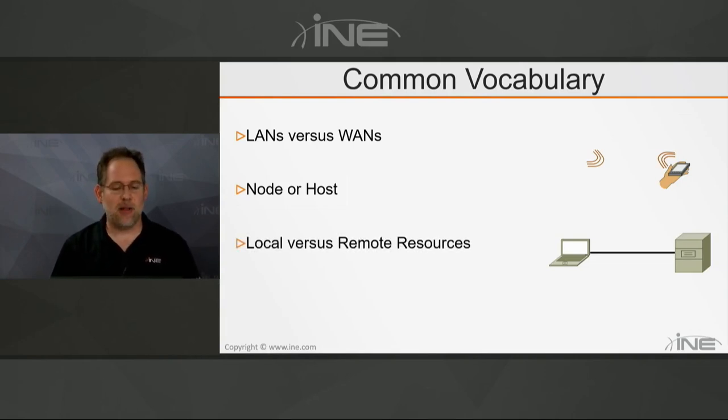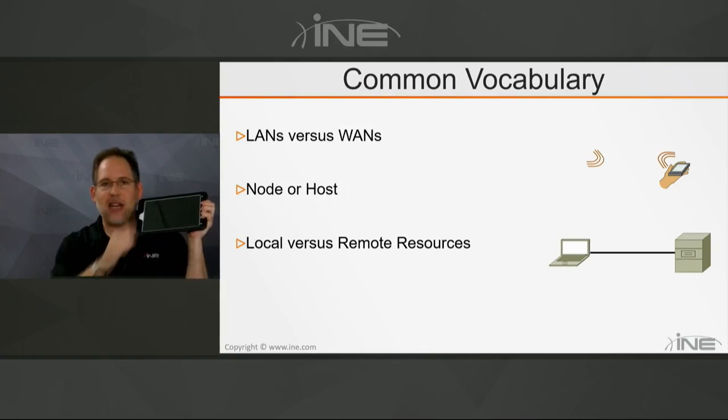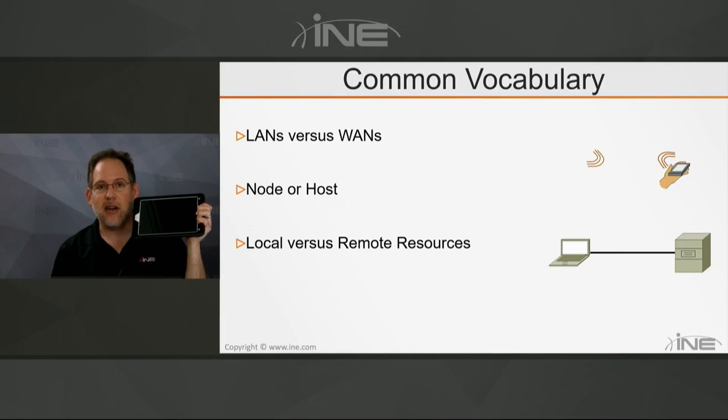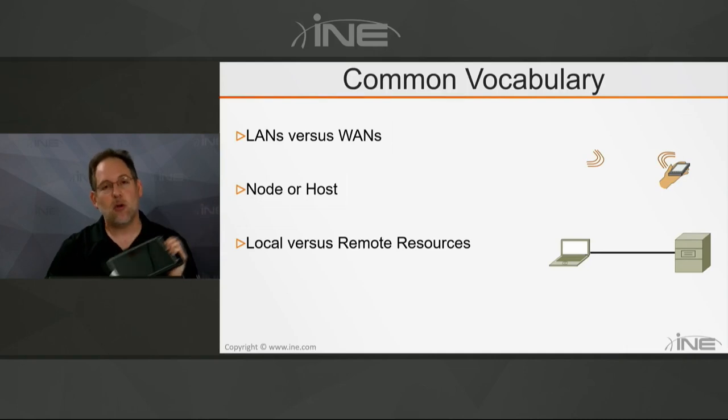Then we also have this concept of local versus remote resources. So what's that? A local resource is something on your computing device that you can access, that you can use without any networking connectivity whatsoever. Like if I go to my iPad right here, and I disable the Wi-Fi, there's no networking on this thing at all, I still have some local resources on here. For example, I have memory on here. I have a graphics adapter on here, which can allow me to display things. I've got some sort of brain, some central processing unit on this thing. Those are all examples of local resources.